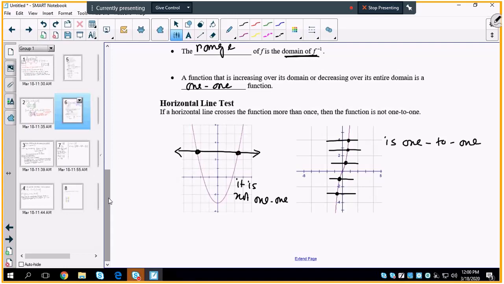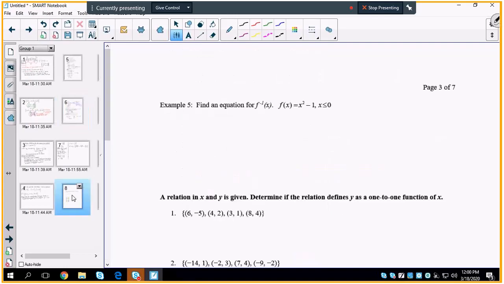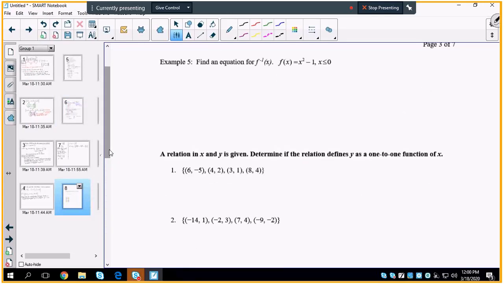Let's go to the next page, page number 8. We are finding the inverse for f(x) equal to x squared minus 1 when x is less than or equal to 0. Now this is a very nice problem. It is going to talk about the domain a little bit. Think about the function f(x) equal to x squared minus 1. It is the graph of x squared shifted 1 unit down.